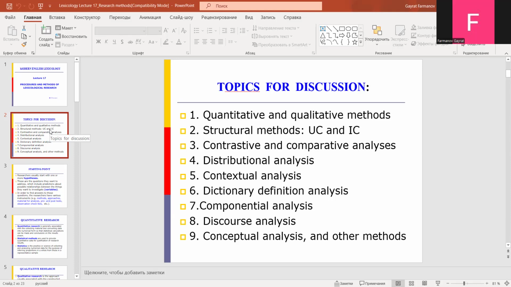Fourth, distributional analysis. Fifth, contextual analysis. Six, dictionary definition analysis. Seven, componential analysis. Eight, discourse analysis. Nine, conceptual analysis and other methods.